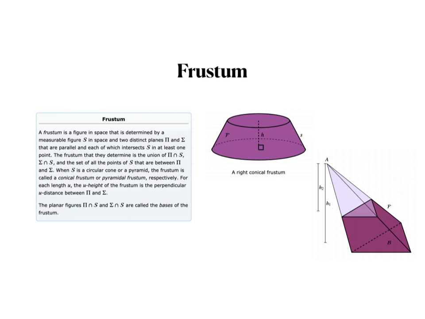When S is a circular cone or a pyramid, the frustum is called a conical frustum or pyramidal frustum, respectively. The height of the frustum is the perpendicular distance between pi and sigma. So you can see here the height is this perpendicular distance right there. The planar figures pi intersect S and sigma intersect S are called the bases of the frustum. So I have a base here and a base there.